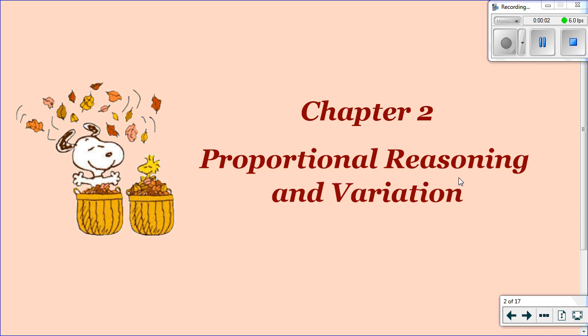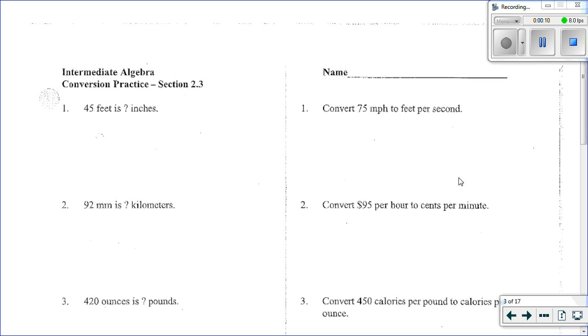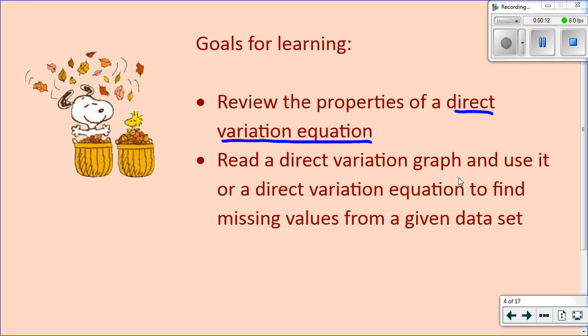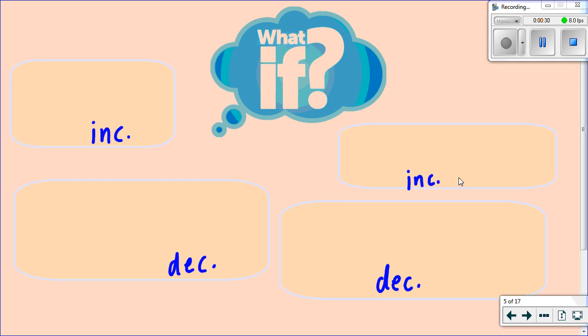All right, we're going to continue with proportions in Chapter 2, but we're going to be looking at this particular part of proportional situations. We're going to be looking at variation and what that means. So we're going to review what direct variation is, the properties of a direct variation equation. We're going to learn how to read a direct variation graph and use that. We're also going to learn how to read a direct variation equation to find missing values in a data set. And we'll go through some examples to see what that means.